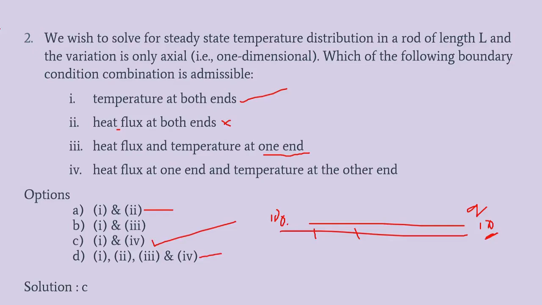That is, either the boundary condition temperature at both ends, or the heat flux at one end and temperature at the other end. But heat flux at both ends cannot be possible because we are not giving directly the value of the parameter. Here the quantity we are interested in is temperature. So if we are giving heat flux at both ends, then the parameter we are studying won't have values at both ends. So such a boundary condition is not possible. Our solution is C.